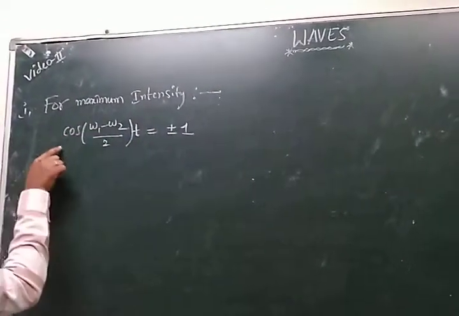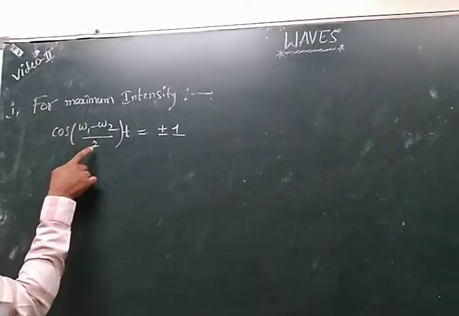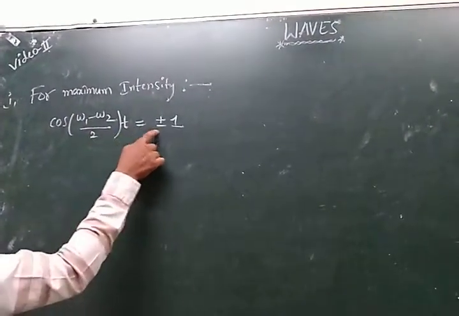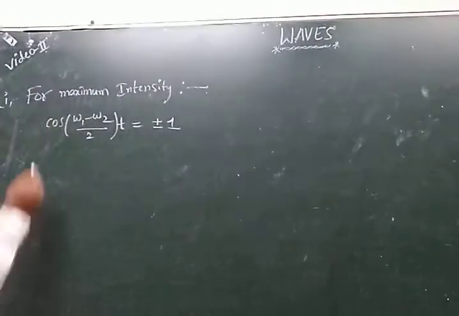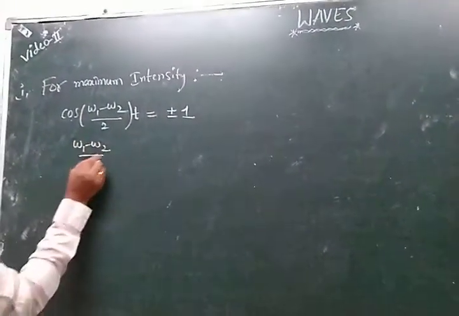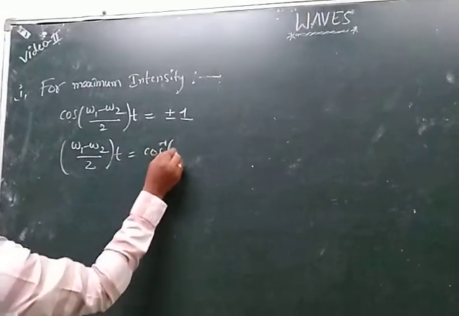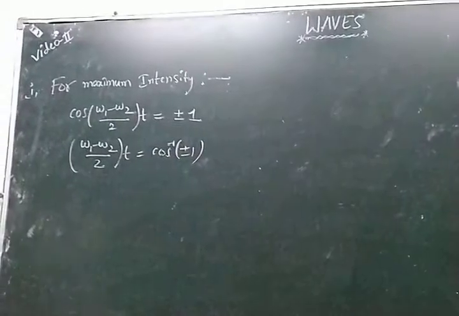For maximum intensity, what is the formula taken? Cos of (omega 1 minus omega 2) by 2 into t is equal to plus or minus 1. The cos is taken to this side: (omega 1 minus omega 2) by 2 into t is equal to cos inverse of plus or minus 1.